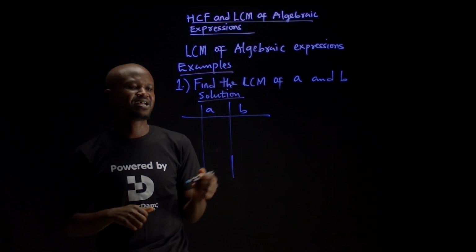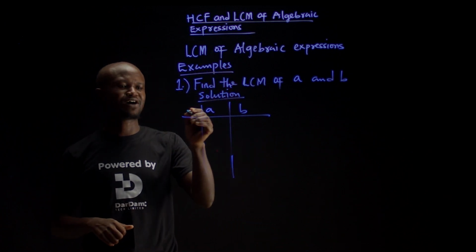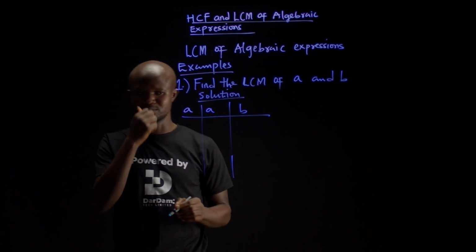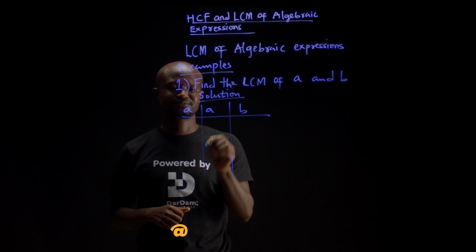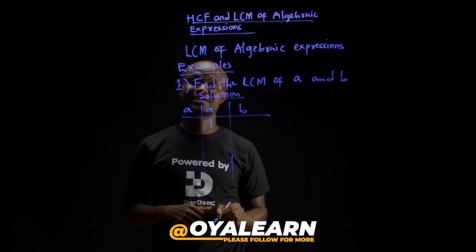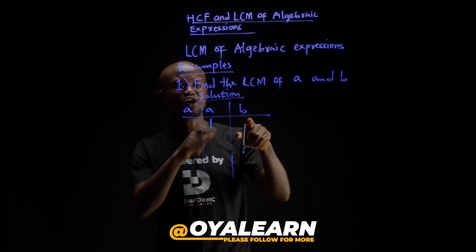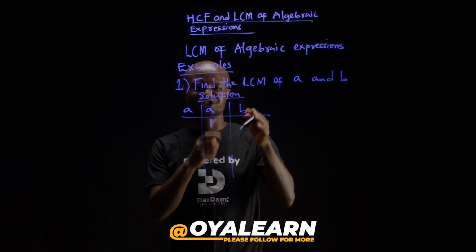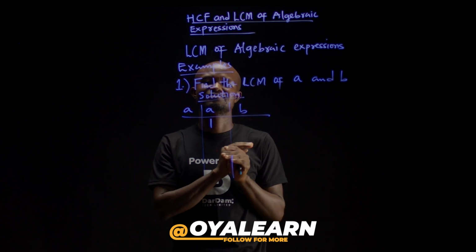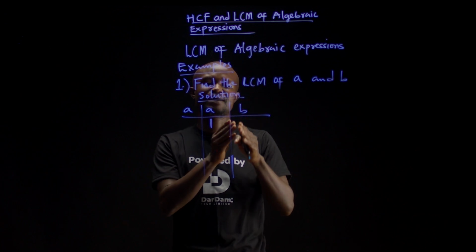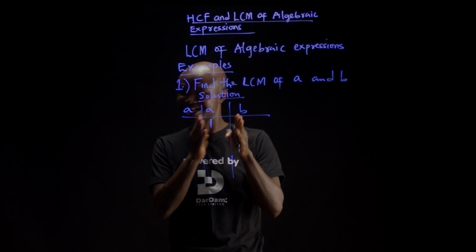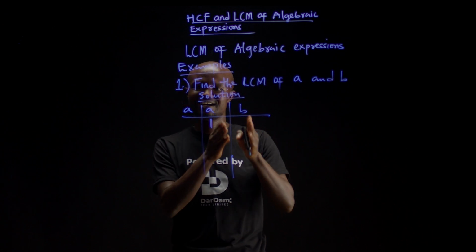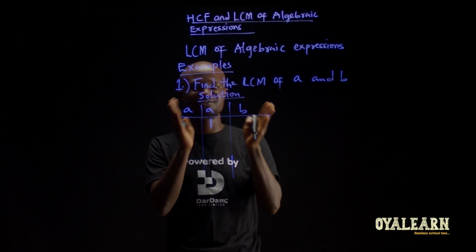Take note of that. Now, the first element we have here is A. A divided by A, what do we have? That is 1. We don't use this A to divide B. We just copy and paste. We move this B like that because A is not a factor of B, so we don't need to divide. This is not HCF. This is LCM, so we use everything.